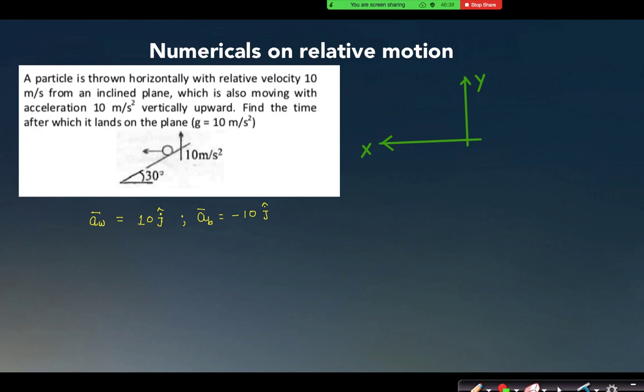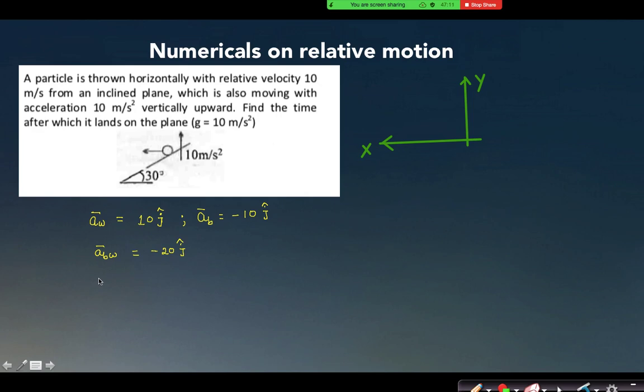In a very similar way, as the inclined plane is moving upward with 10 meter per second square acceleration, as soon as I project this ball, the acceleration of the ball is simply minus 10 j cap. Now if I ask you what is the acceleration of the ball with respect to the wedge, what will I get? Minus 20 j cap. Yes, it is aB minus aW, which is minus 20 j cap.